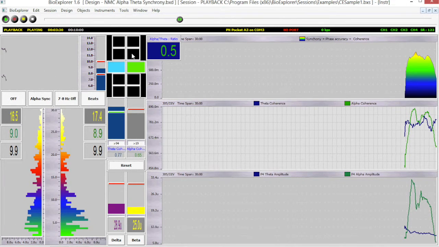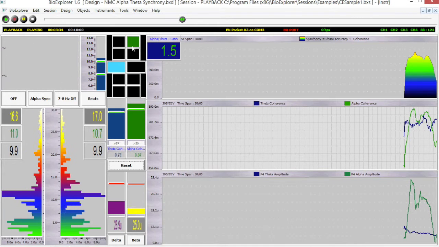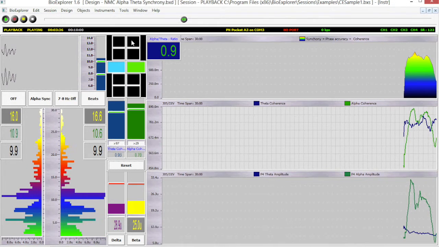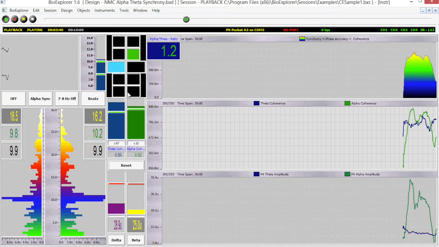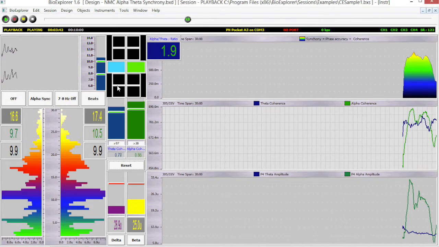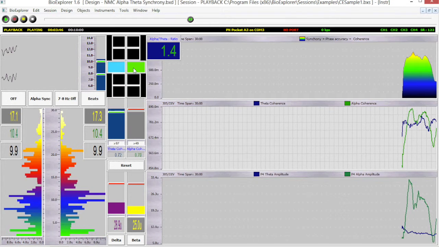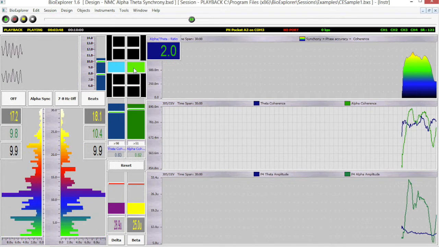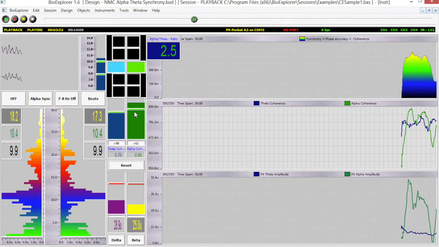If the box above it is lit, that means it's between plus 30 and plus 60, and the box above that is plus 60 and above. Minus 30 to minus 60 and below are the boxes below. That's for alpha, and the other side is for theta. The idea is to keep these boxes lit, keep that phase angle narrow, at the same time having a coherent signal.